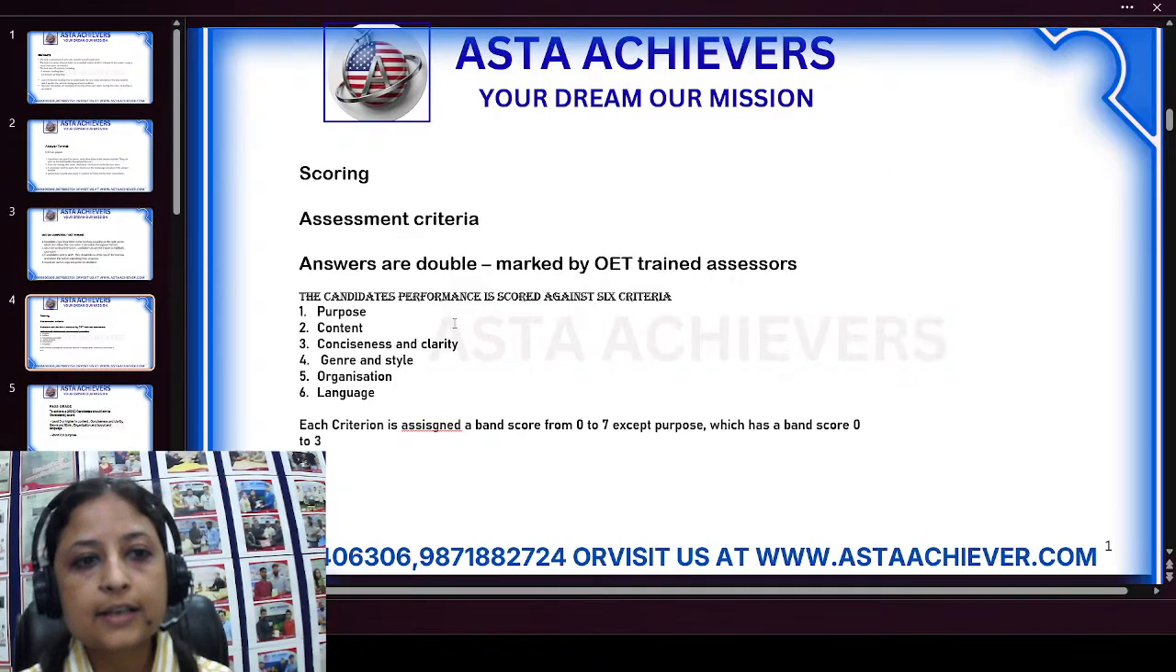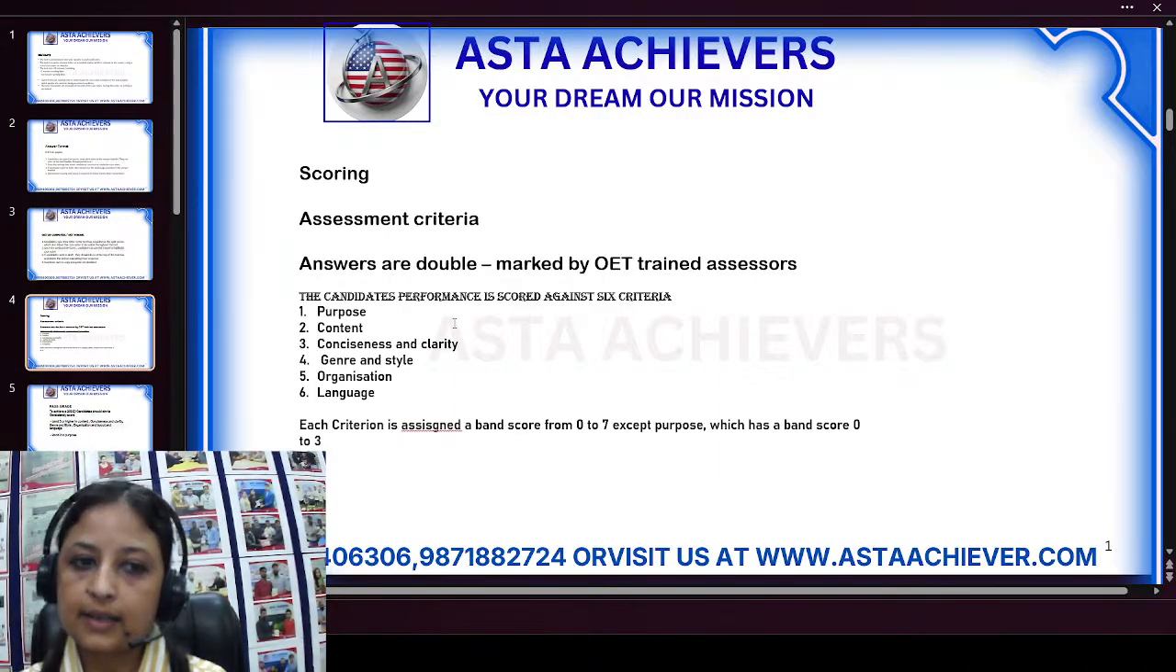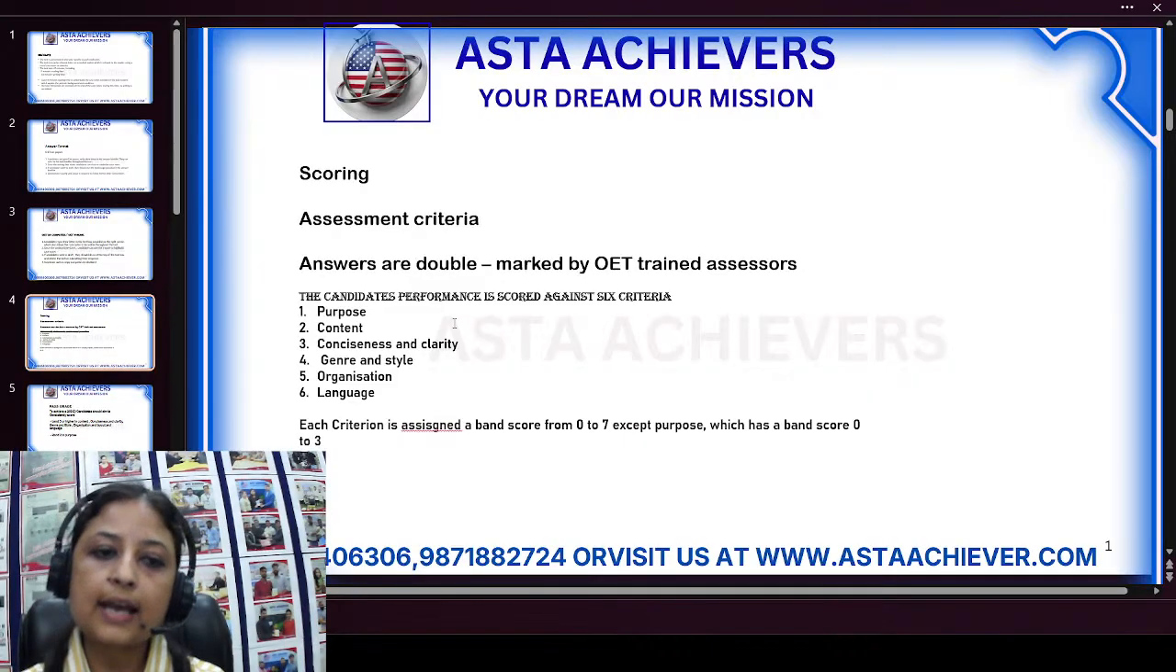So the next topic we will discuss is the scoring and assessment criteria. The candidate's performance is scored against 6 criteria, and answers are double marked by OET trained assessors. So mostly two trained assessors check the exam. What are the criteria? First purpose, then the second content, third is conciseness and clarity, fourth is genre and style, fifth is organization, and sixth is language.